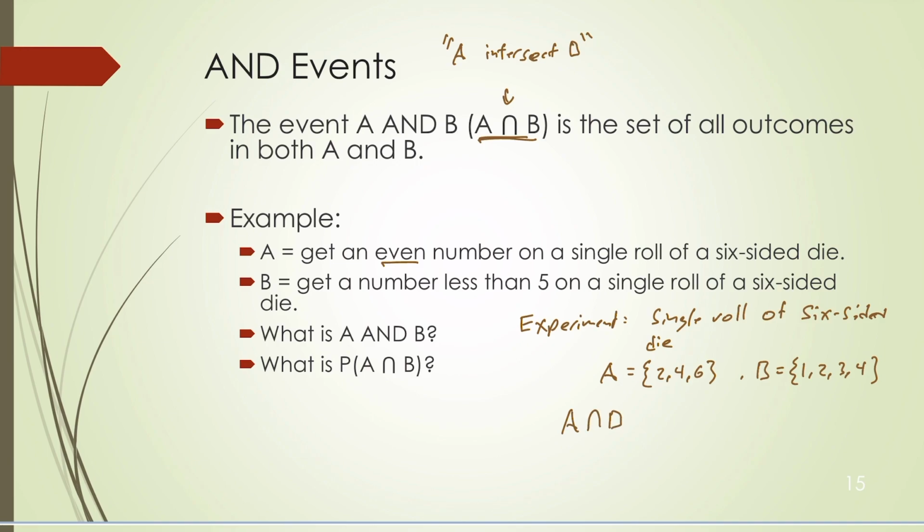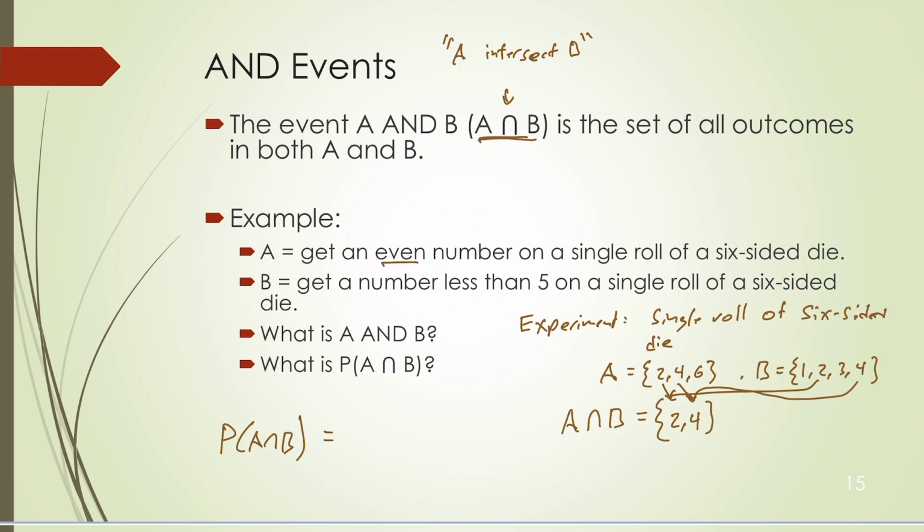Okay, so A and B, A intersect B, is going to be the events that are in both. So that's going to be 2 and 4, and that's it. So 2 is in both, and 4 is in both. 1 is not in both, 3 is not in both, and 6 is not in both. So those are not in A and B, or A intersect B.